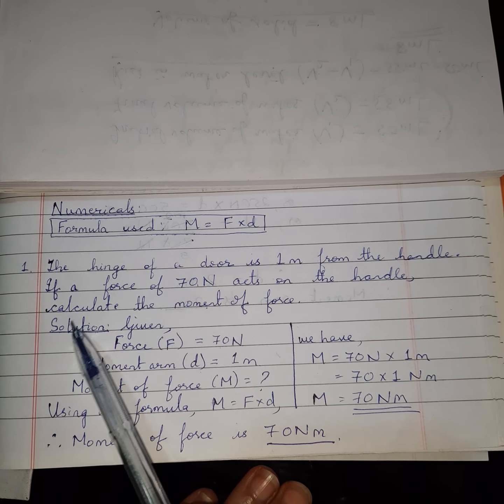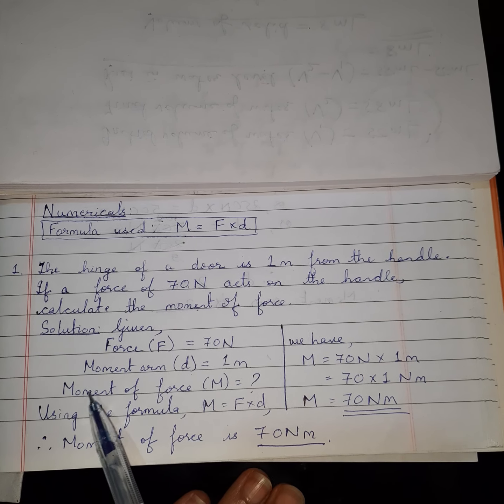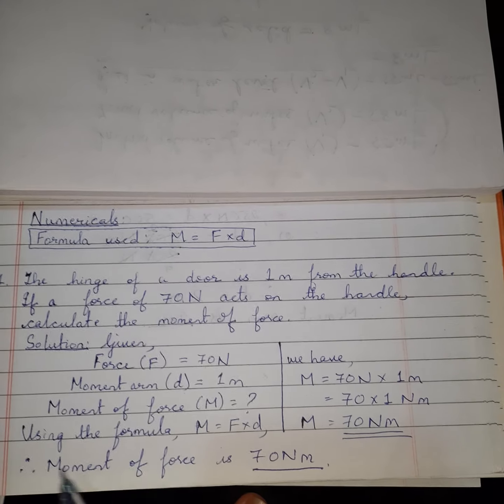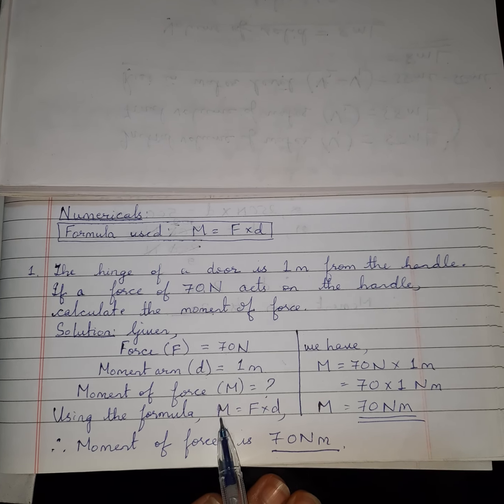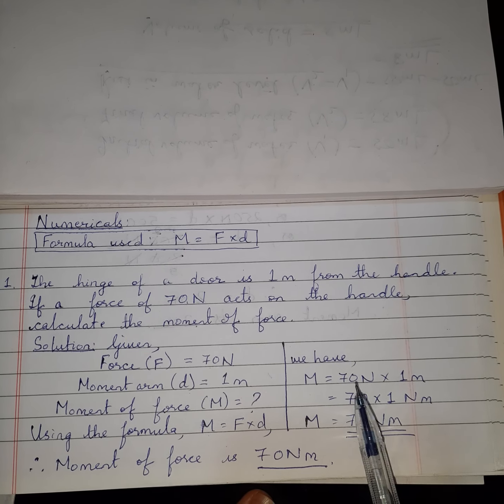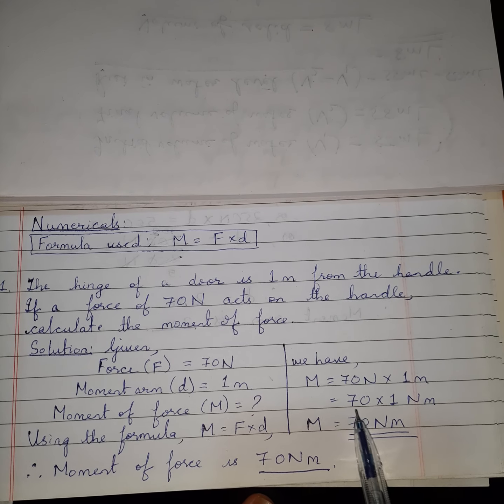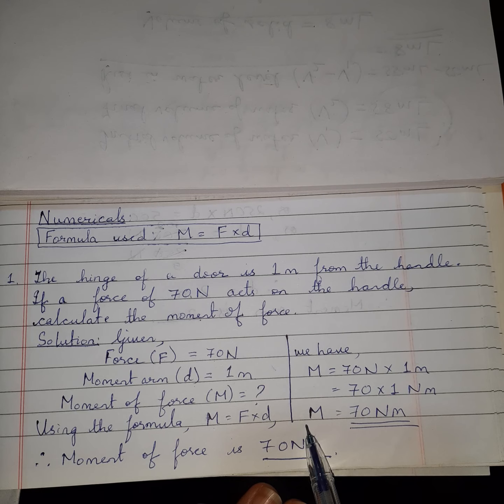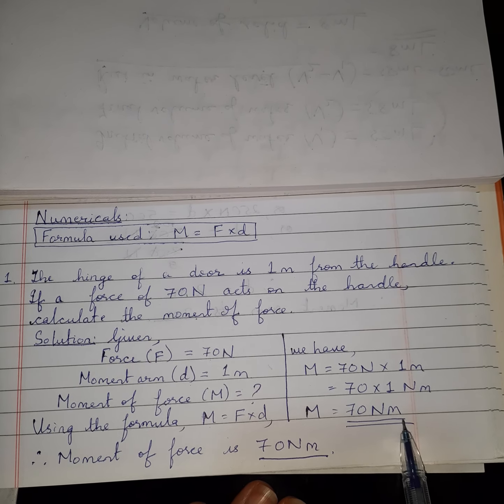Now the question has asked you to calculate the moment of force. Okay, so put a question mark here, and in the next step you put the formula M = F × D. Replace the values from the given data, 70 × 1 Newton meter, and the value of moment of force will be 70 Newton meter.